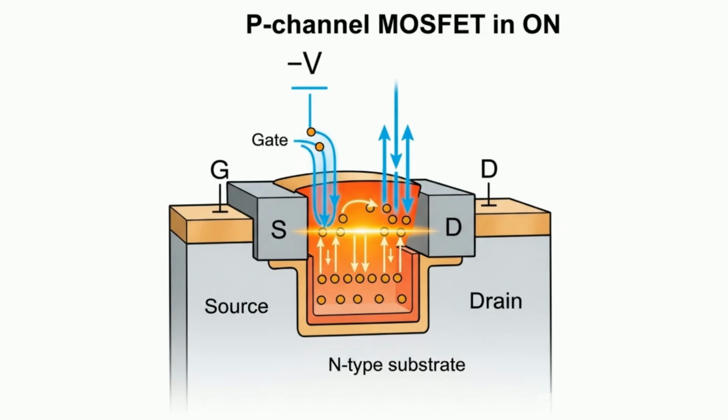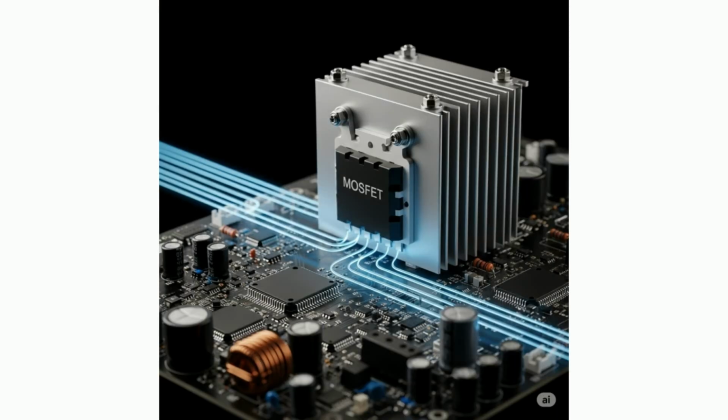4. How a MOSFET works: the basics. At its core, a MOSFET is a switch that can turn current on or off based on the voltage applied to its gate. Let's break down a basic N-channel MOSFET. The MOSFET has 3 main terminals: gate, G, drain, D, and source, S. The channel between the drain and source is made of N-type or P-type silicon, depending on the type of MOSFET.